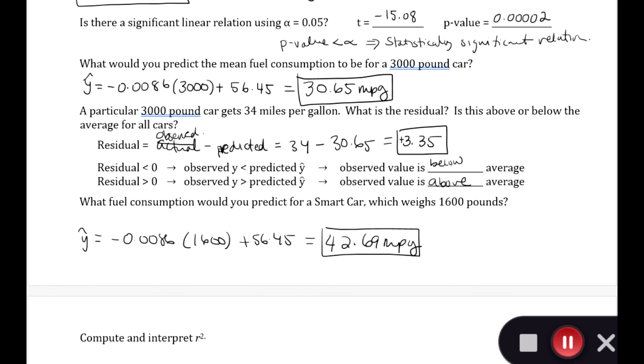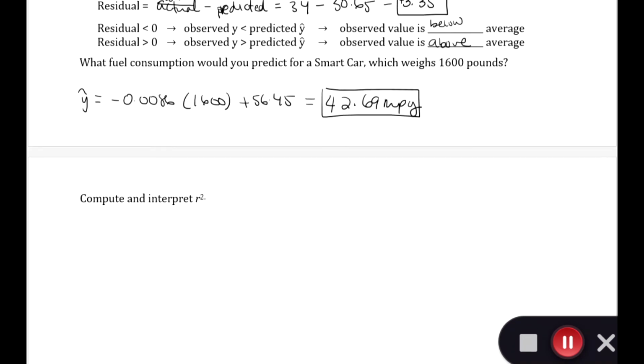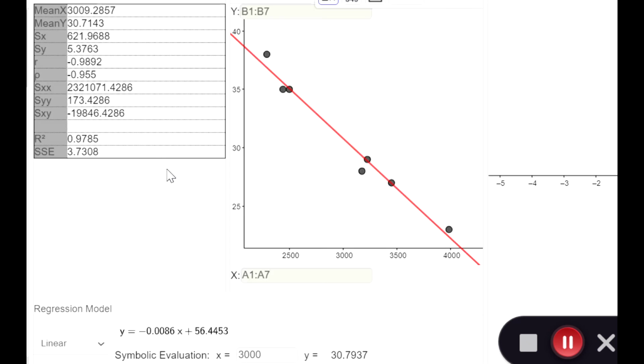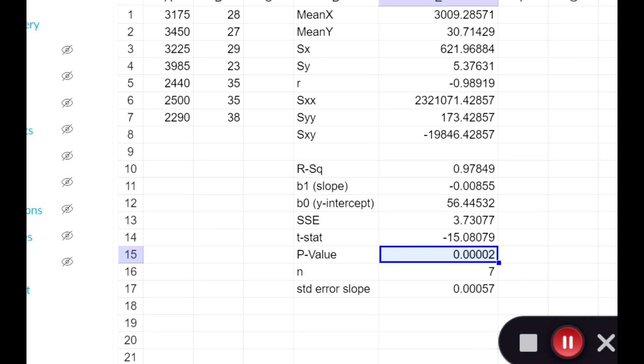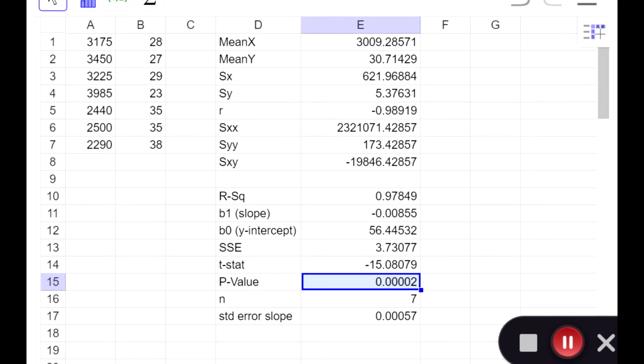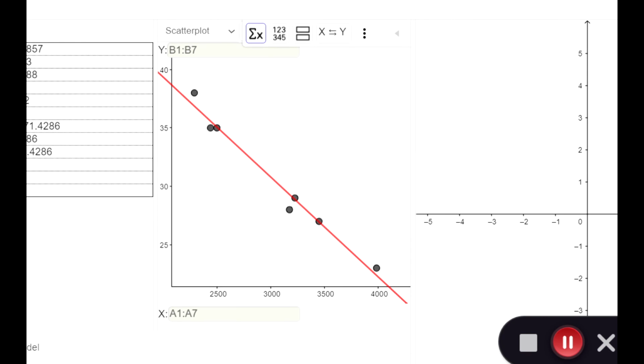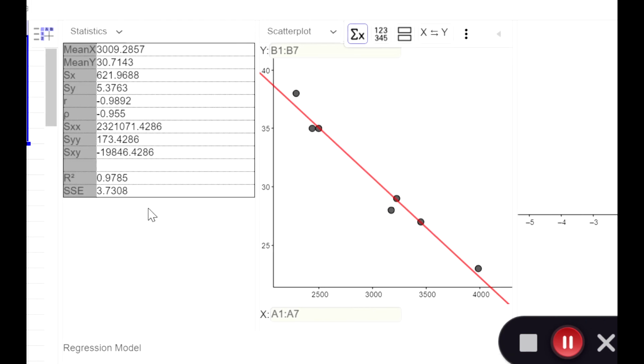Okay. All right. Now let's go through and do this last bit. Compute your R squared. So on both of your GeoGebra outputs, you find an R squared. So here's an R squared right there. If we went through and found whether we were significant or not, you can find your R squared here also. Okay. So you can see the R squared is 0.9785.